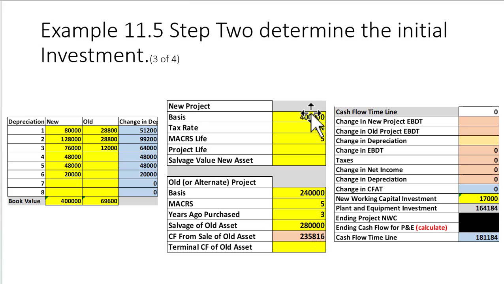We're going to spend $400,000. We're going to receive $235,000. So obviously there is a difference there. So when you follow in this worksheet, and we'll continue to complete this entire worksheet as we go through this example, you'll see that here's our net working capital change. Here's our net investment in plant and equipment. So the total cash flow for the investment is $181,184. So that's the initial investment.